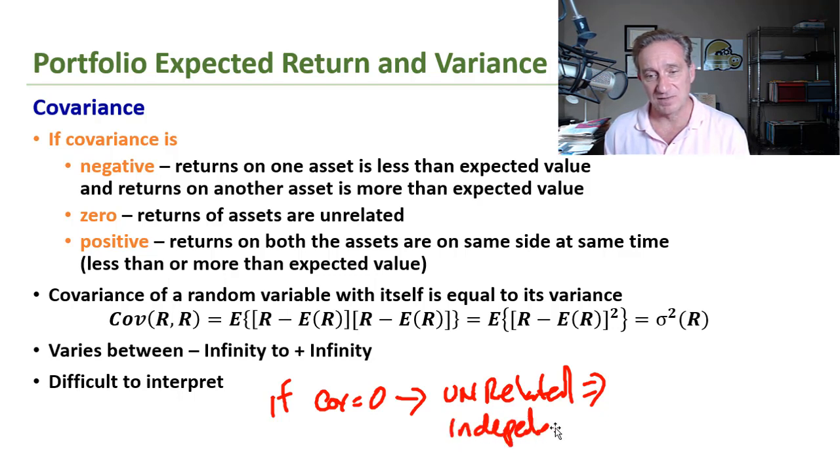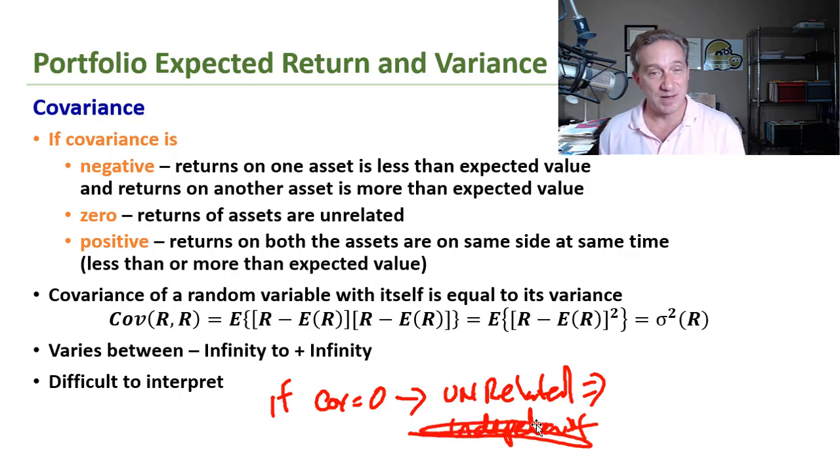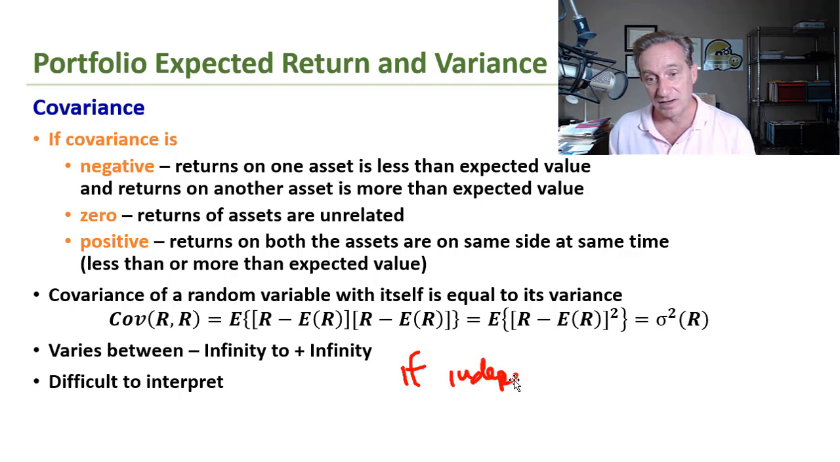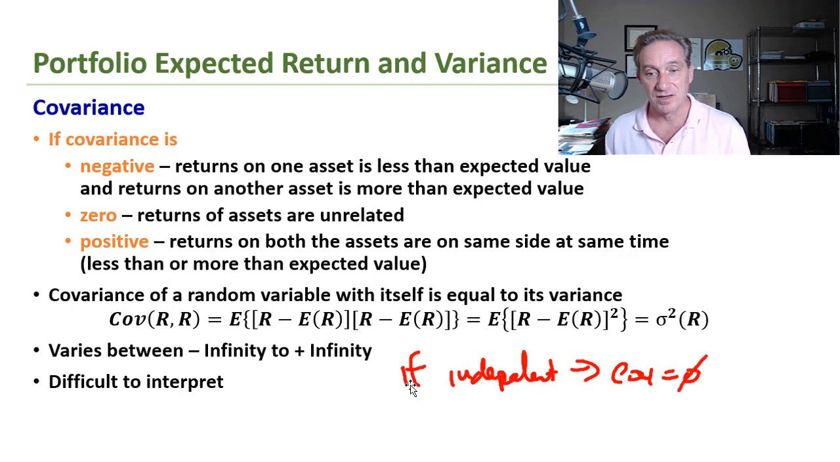Right? Very tempting, you can see, unrelated to say independent, but that's not correct because dependence can be nonlinear. So we can get a 0 covariance for variables that have some kind of association that's nonlinear. So they could be associated, but you still get a 0 covariance. So the key idea is if the variables are independent, then the covariance will be equal to 0, but we cannot say that if the covariance is 0, that they are independent.